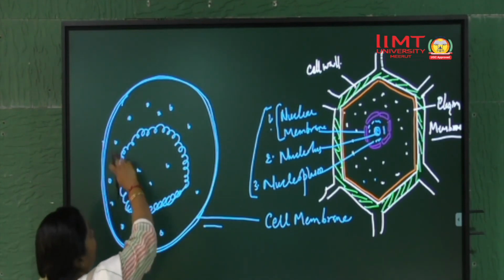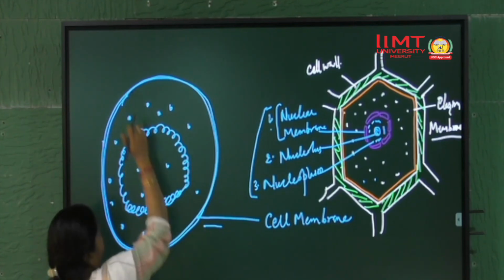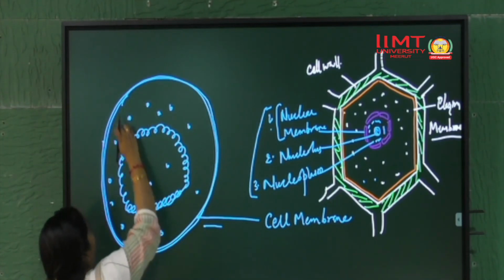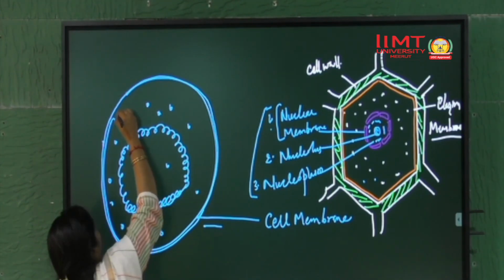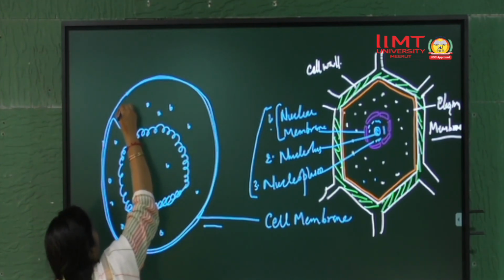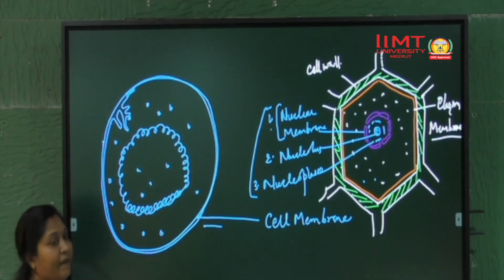So in place of mitochondria, bacterial cells have some finger-shaped projections like this. These are called mesosomes. So these are responsible for the process of respiration.